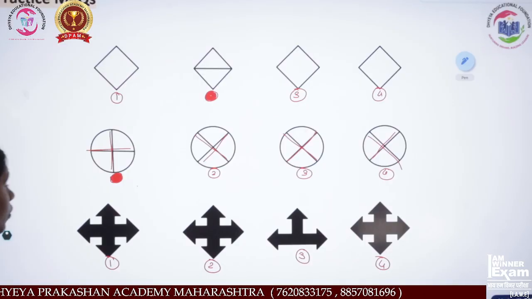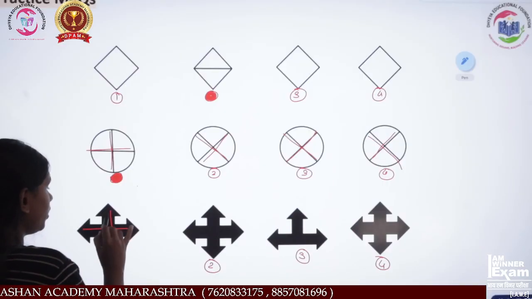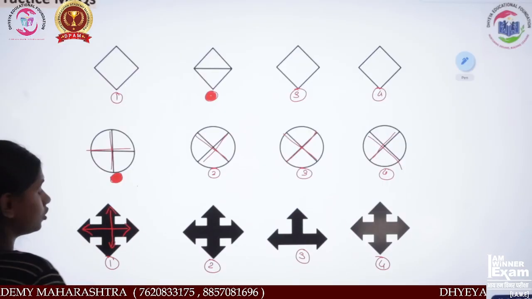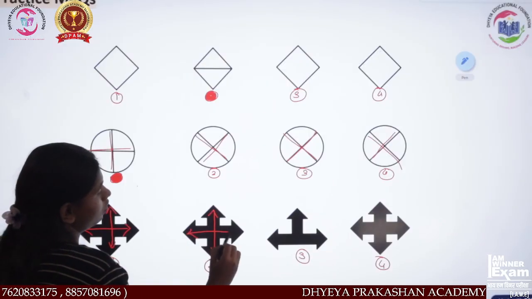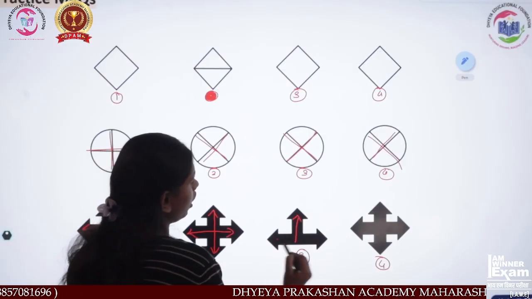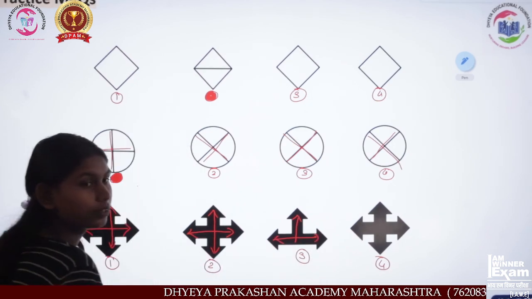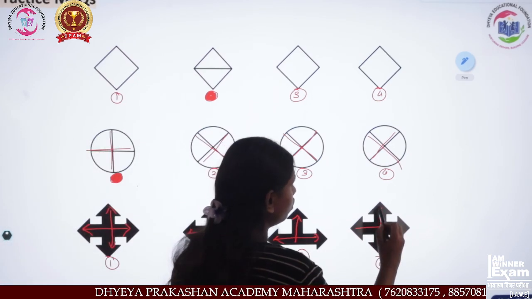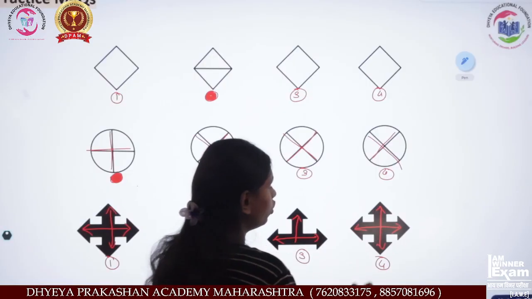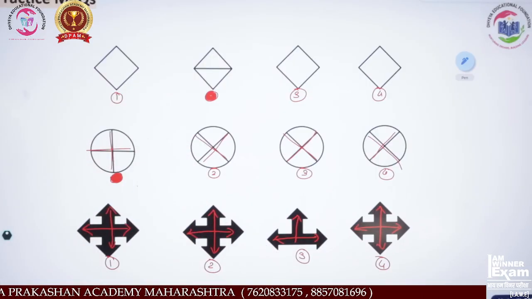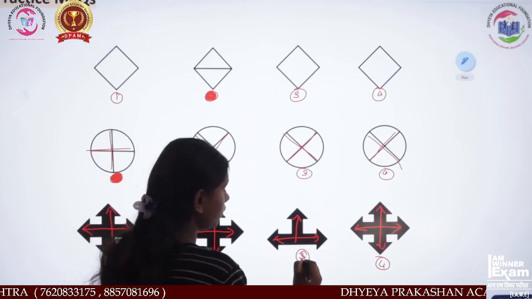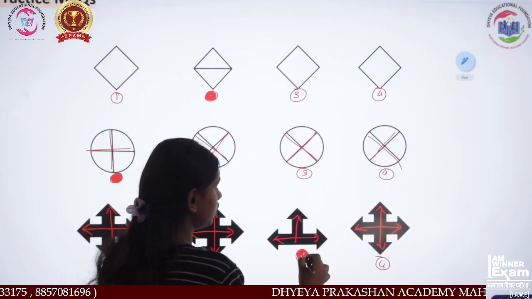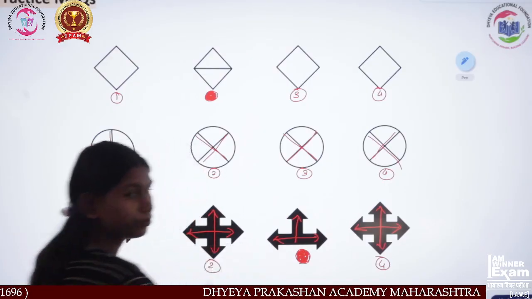Because all the figures have arrows in 4 directions, 1 2 3 4, but this figure has only 3 arrows. Then the fourth one also has 1 2 3 4. So this figure is incomplete, right? So which is the correct option? Which is the different figure? That is the third one.